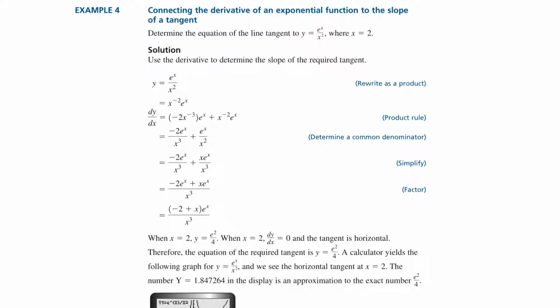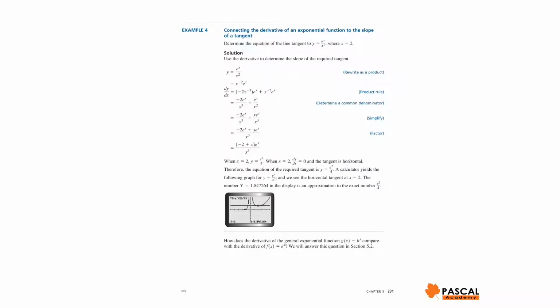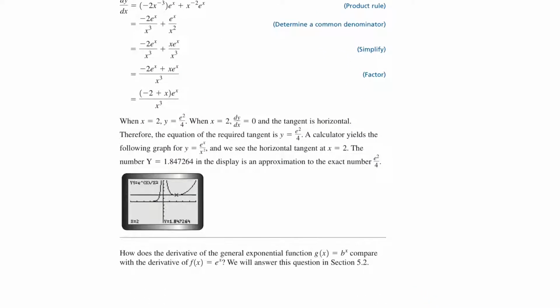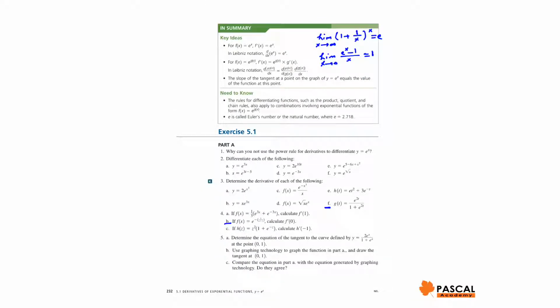At x equals 2, this means the slope of the tangent line to the graph of the given function is 0, or the tangent line is horizontal at this point. The equation of the tangent line would be y equals e to the power of 2 divided by 4. If you use a graphing calculator and sketch the graph of the given function, you'll see at x equals 2, the tangent line is horizontal.